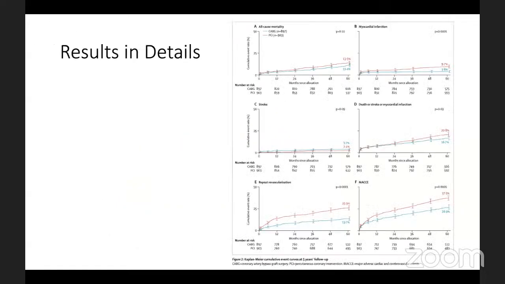They looked also into each component of those composite outcomes, and what they found this time at 5 years is that almost all the components were significant. Repeat revascularization continued to be significantly higher in PCI. Myocardial infarction now became more significant, with more MI found in those patients who underwent PCI. Death, stroke, or MI as a composite was also significant in those who had PCI. The only components that were not significant were stroke, as we can see here, and all-cause mortality.